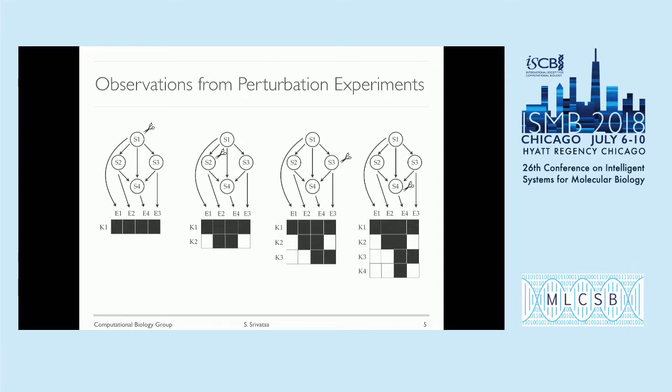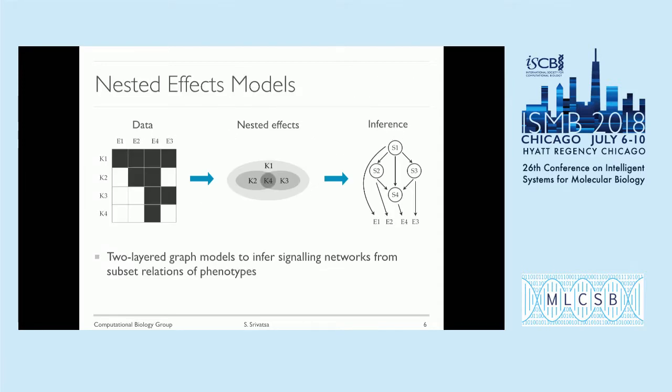Now, this is the final data set that we get from all perturbation experiments. It should be noted that these experiments are independent and typically performed in parallel. Now, given the data and the knowledge of which gene is knocked down in which experiment, we get a subset relations. That is, the effects observed in K4 are a subset of the effects observed in K2 and K3, which are further a subset of the effects observed in K1.